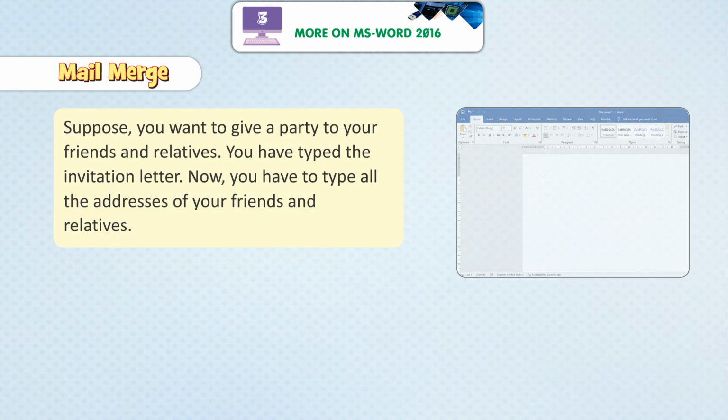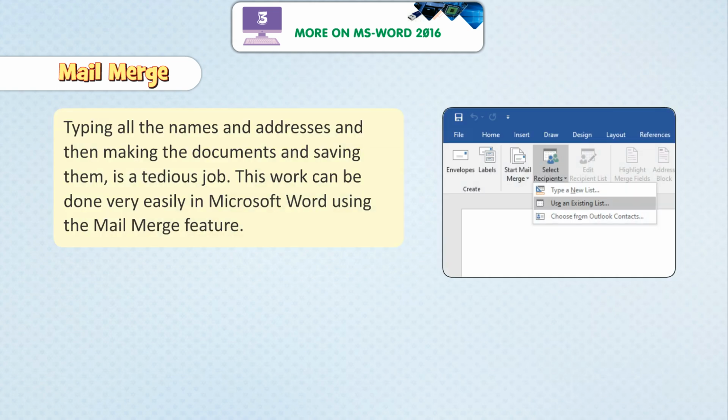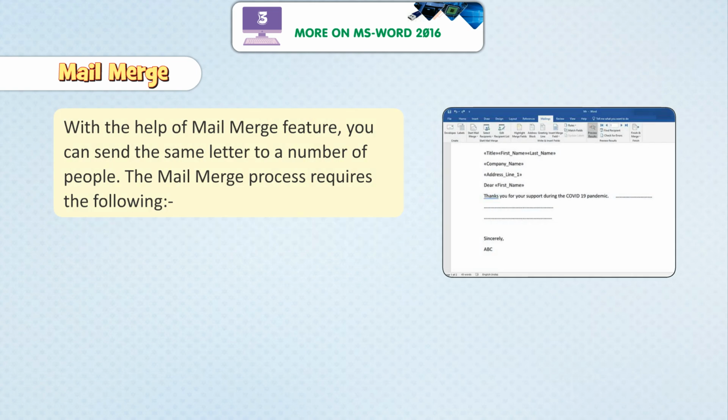Mail merge. Suppose you want to give a party to your friends and relatives. You have typed the invitation letter. Now, you have to type all the addresses of your friends and relatives. Typing all the names and addresses and then making the documents and saving them is a tedious job. This work can be done very easily in Microsoft Word using the Mail Merge feature. With the help of Mail Merge feature, you can send the same letter to a number of people.